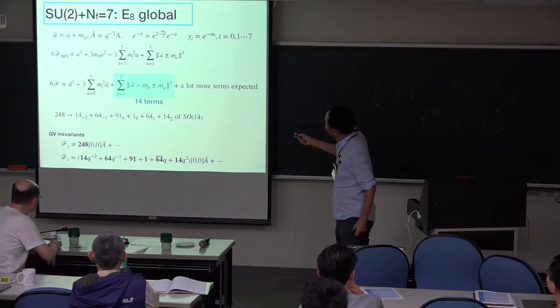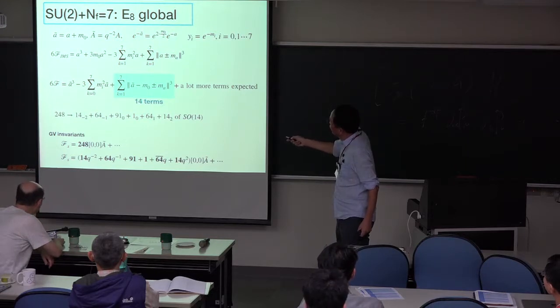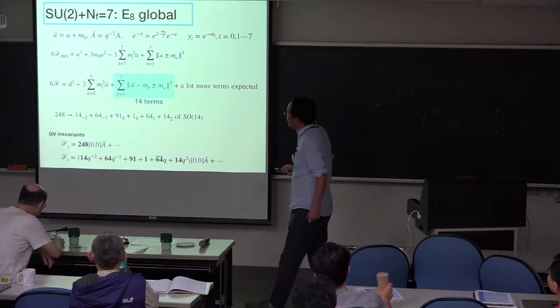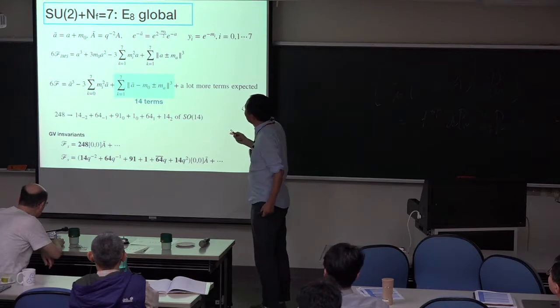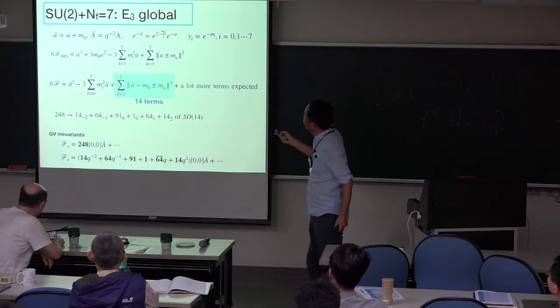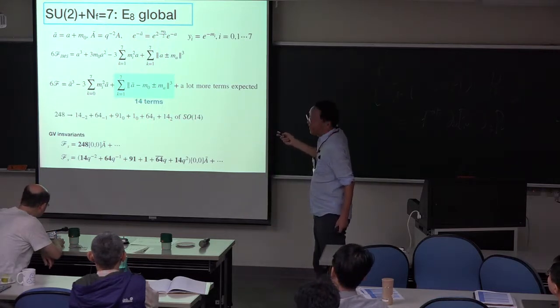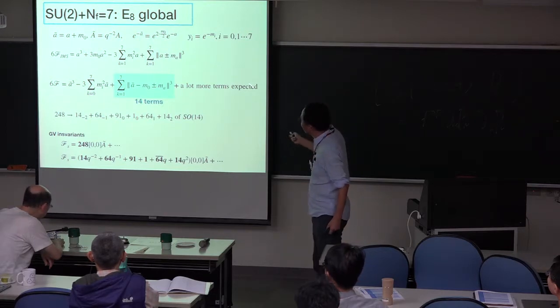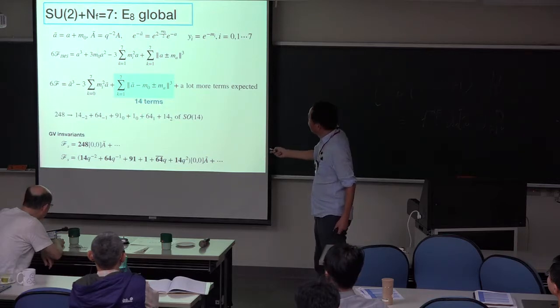And then this, I use the ReLU to use 7 flavors, and there's bare terms. Now, if you look at it, this one is again not invariant on the EA global symmetry. It has SO14 global symmetry. So we add terms, a lot more terms, to make this one 248. There are only 14 terms.